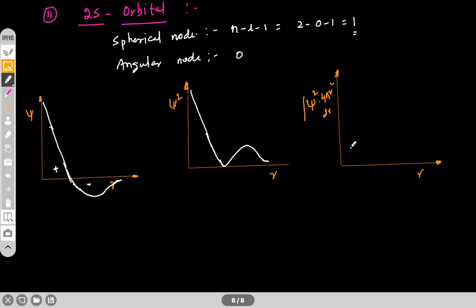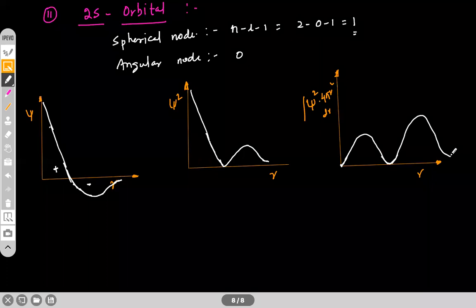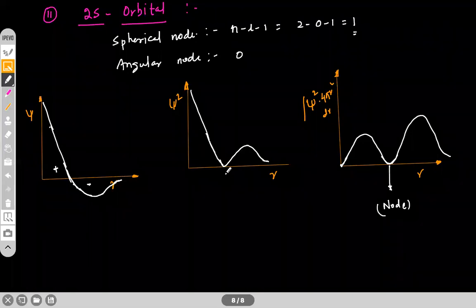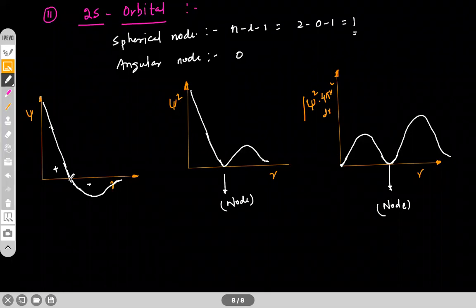If you talk about the probability graph, it always starts from the origin, right? And it has one nodal surface. So it comes down, touches the x-axis where we have the nodal surface, right? Again, it will go up and go like this. It won't touch the axis here. So this is the nodal surface we have. Or simply I'll write down node. This is one node. This also represents one node. And this also represents one node.